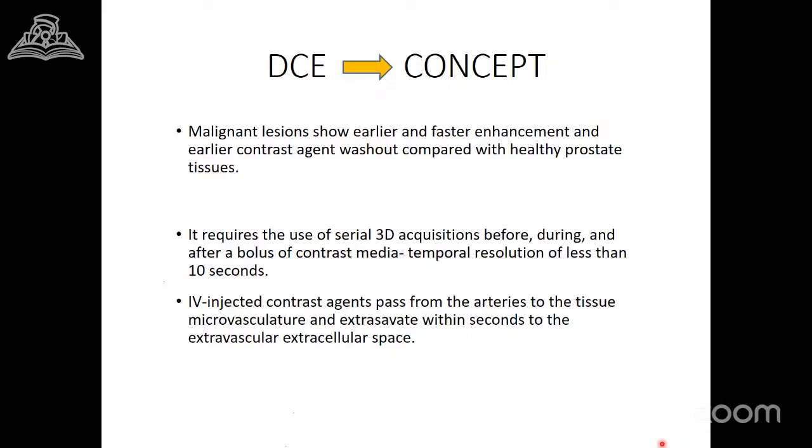Dynamic contrast imaging is based on a series of 3D acquisitions performed before, during, and after bolus injection of contrast, requiring a high temporal resolution of less than 10 seconds. After intravenous injection, contrast passes from the arteries into the tissue microvasculature, and quickly extravasates into the extravascular extracellular space.